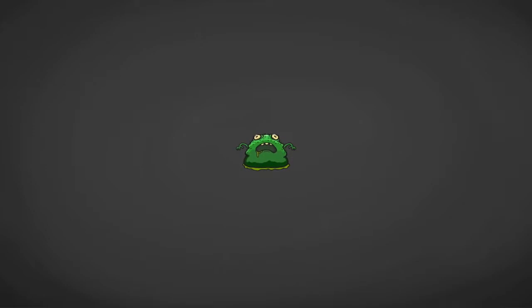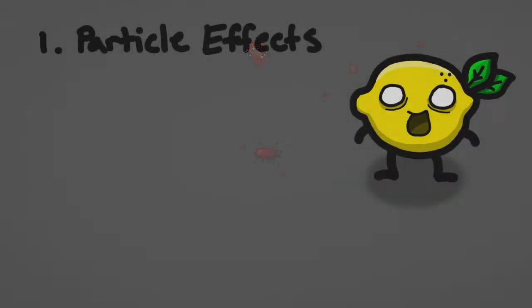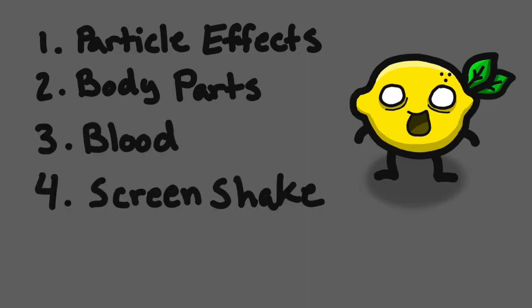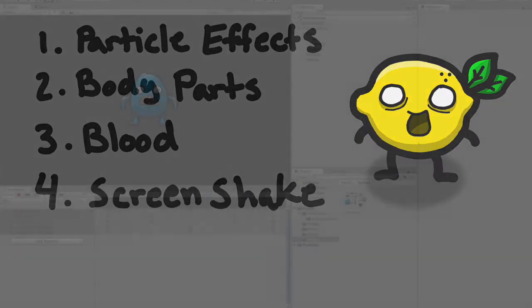In this Unity tutorial series, we're going to be doing a couple of things to make the death of our AI enemies feel awesome. To accomplish that, I think we're going to need four things: particle effects, body parts, blood, and a sprinkle of screen shake. Together, this recipe can produce some pretty satisfying results.